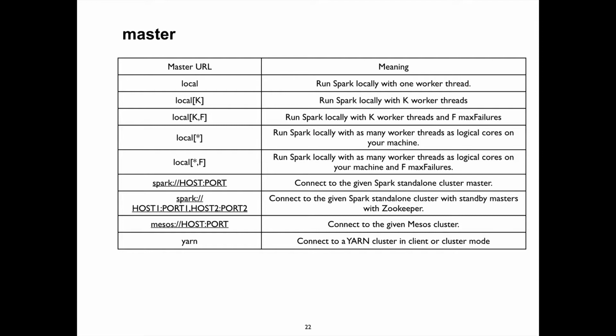There's various ways of configuring it. Local: just run it locally. The bracket K tells you how many workers you want to use. Optional argument, how many failures. We haven't talked about that, but when you're running on a cluster, say 50 machines, what happens when one machine stops working?